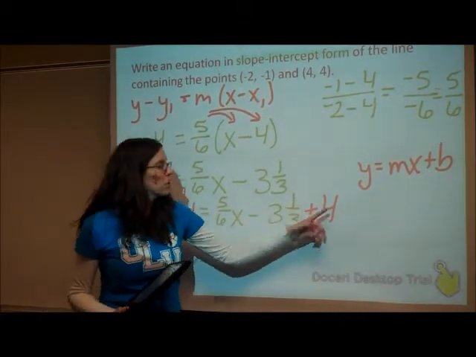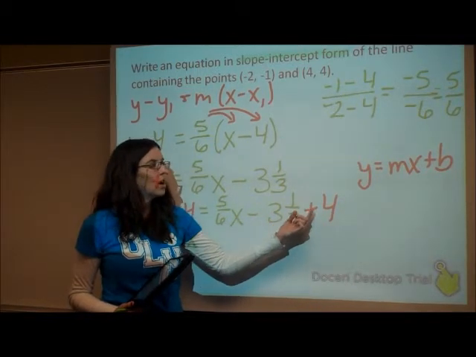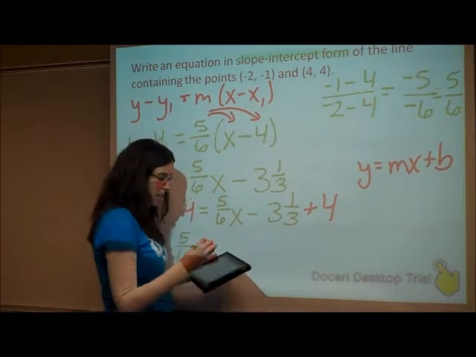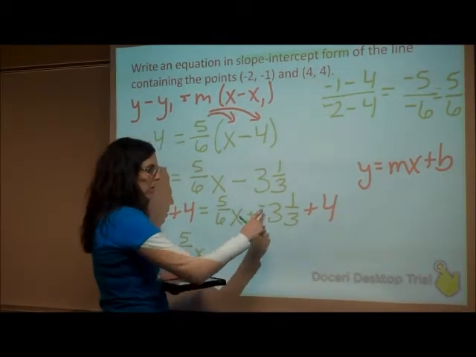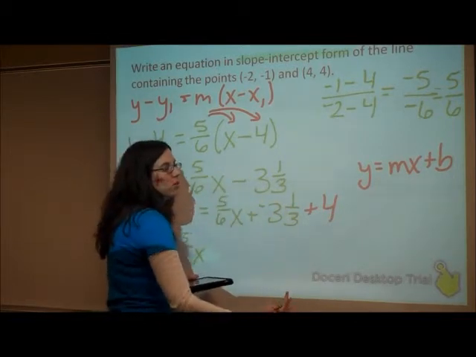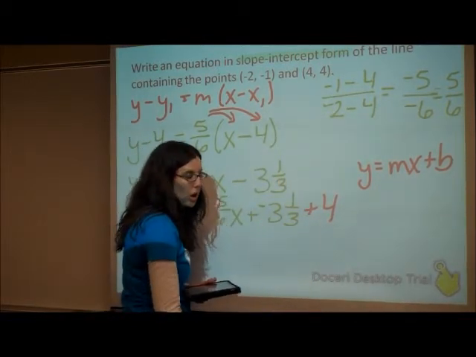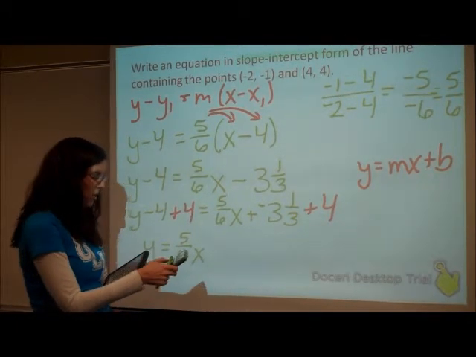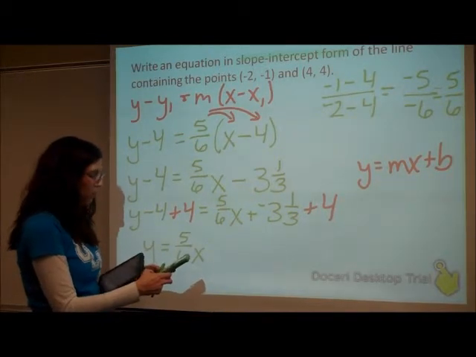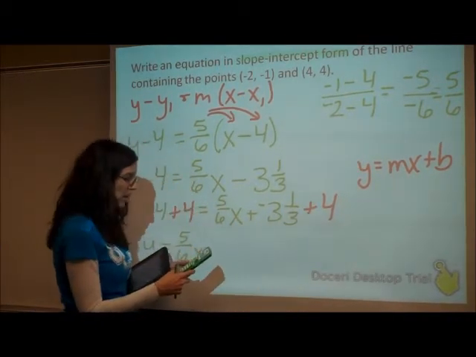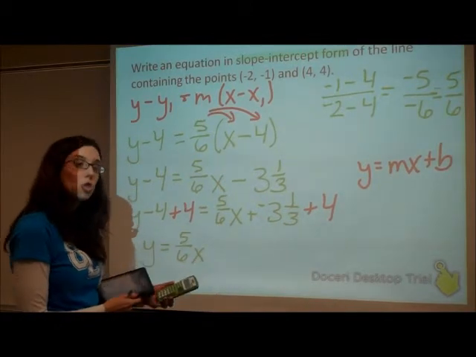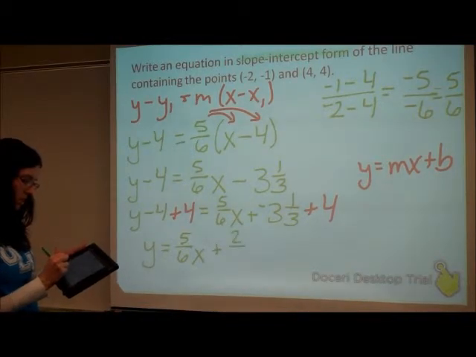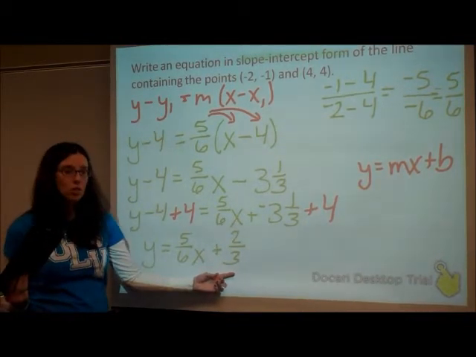Now I'm looking at minus 3 1/3 plus 4. Since we have a subtraction and an addition, we're adding a negative 3 1/3 and then adding a 4. If I take those and add them, negative 3 1/3 plus 4, they're both being added, so combine them. That gives me 2/3. So that means my y-intercept is 2/3.